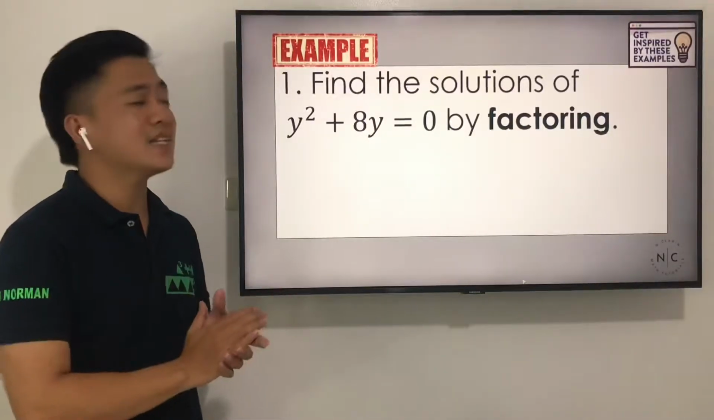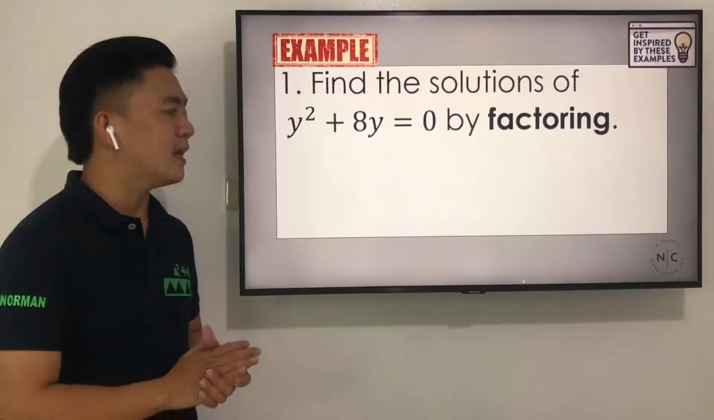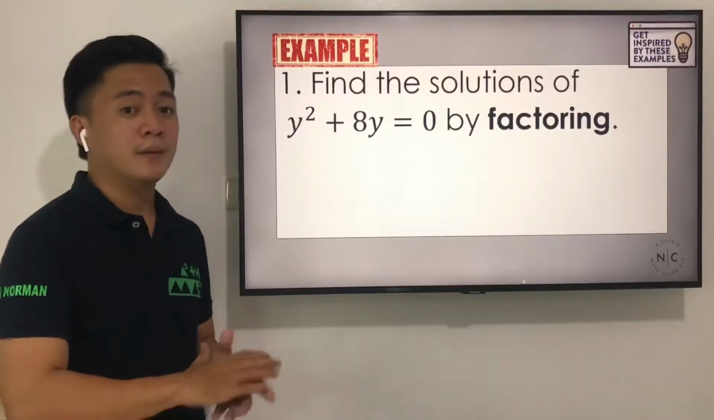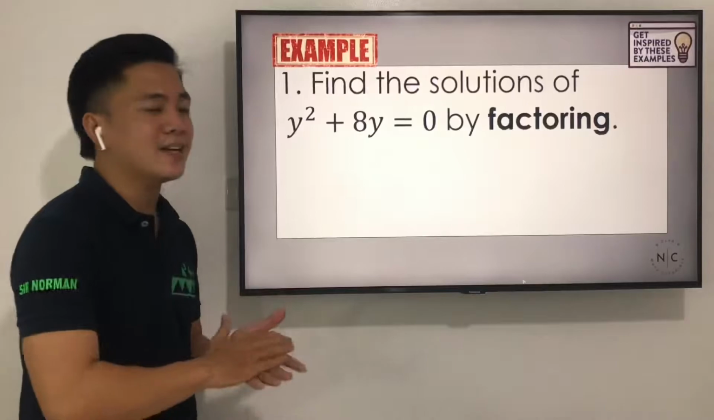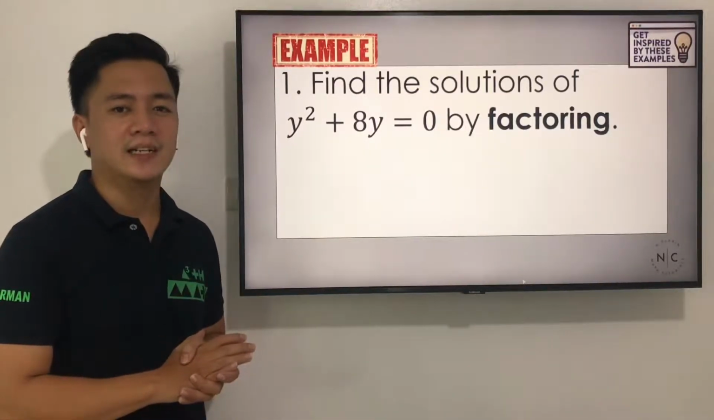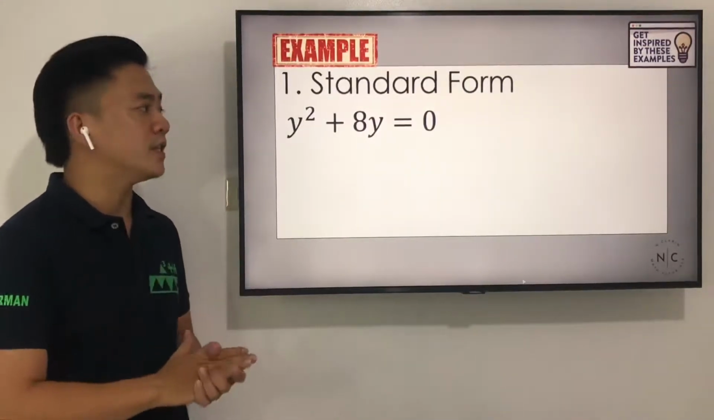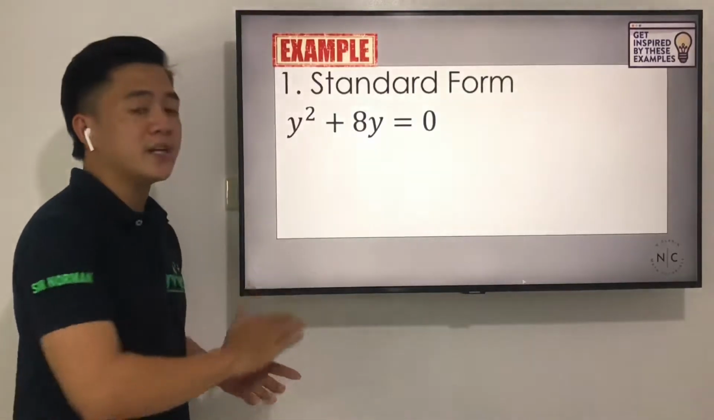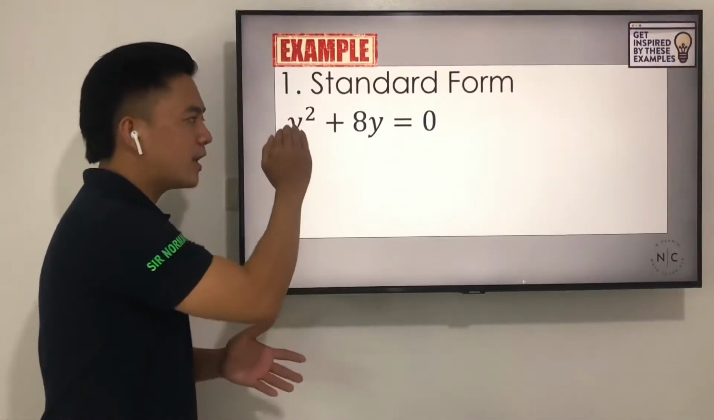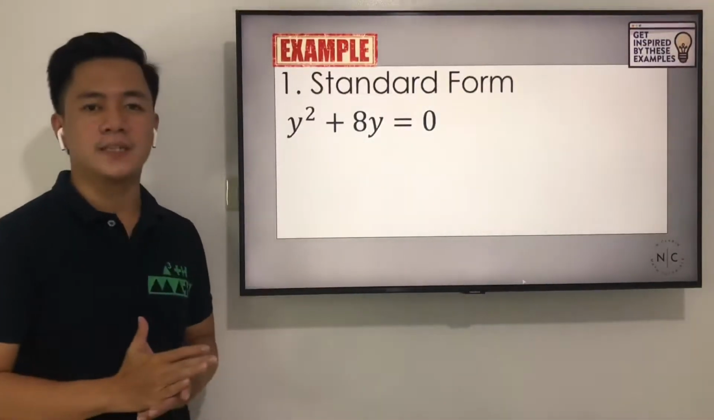So, kung makikita natin sa ating equation, our quadratic term is y squared and the linear term is 8y. And wala tayong value ng ating constant term. Basta yung equation natin is meron siyang quadratic term, ang tawag dyan is quadratic equation na siya. So, we will follow the steps para ma-solve natin yung ating given equation, which is y squared plus 8y is equal to 0. So, standard form, nasa standard form na siya. Quadratic term, linear term, wala tayong constant term, so standard form na siya.